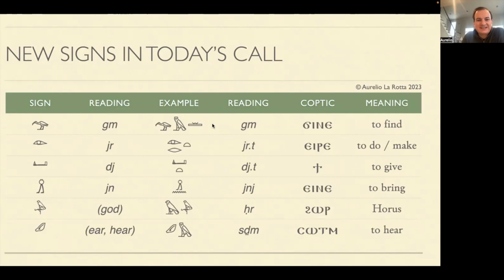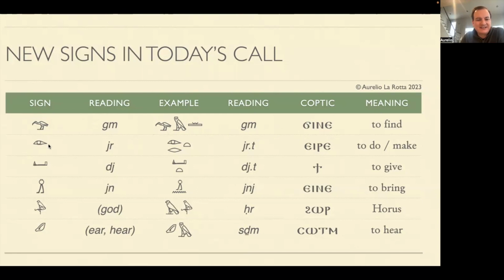So in terms of new signs, I don't have much for this call. We can work with what we had before. Quick reminder on a few of the things that have come up before. GM, GEM, for example, in the common word to find. There may be another J here at the end. It has a third weak radical, so it should be gemi actually. In Coptic, in Sahidic at least, it becomes kshine. A lot of K sounds become ksh. So that's the word to find.